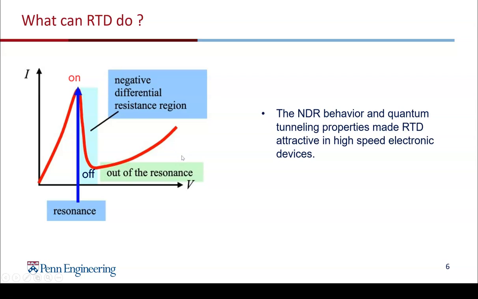What can RTD do? We have discussed so far the negative differential resistance behavior and quantum tunneling properties that made RTD very attractive in high-speed electronic devices, especially for fast switches. We can see that the peak current is the on state, and it also has the lowest current in the off state. This could occur within the order of 10 to the minus 12 seconds, a very fast device.